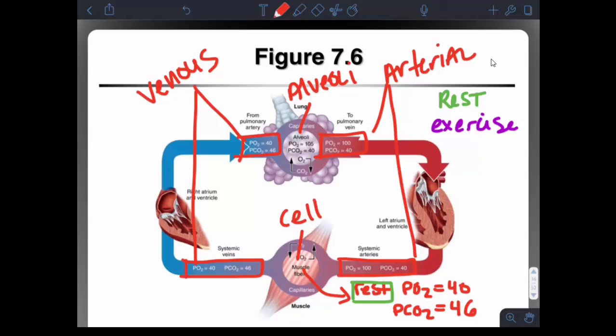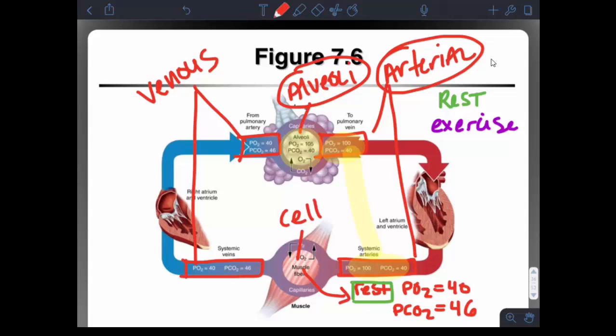So basically, we're looking at pressures of oxygen and CO2 in 4 different places. So we're looking at the pressures in the alveoli. Okay, we've talked about what those are, and those are here. And then we talk about the pressures in the arteries. Okay, and those are here and here. You can see those are the same.